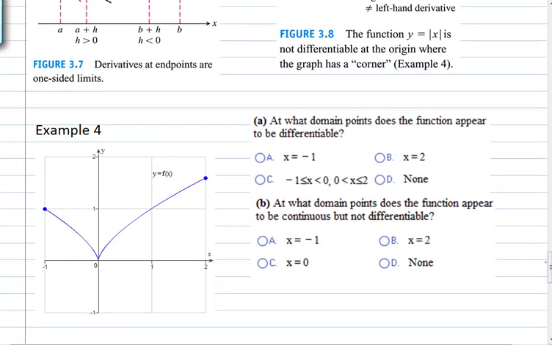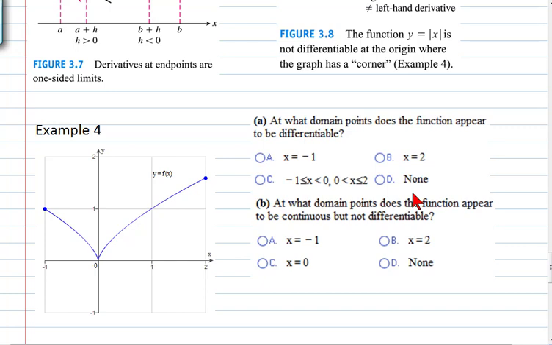Example 4. At what domain points does the function appear to be differentiable? Is it differentiable only at x equals -1? Is it differentiable only at x equals 2? Is it differentiable between -1 and 0, not including 0, and between 0 and 2, not including 2? Or is it not differentiable anywhere? A, B, C, or D?